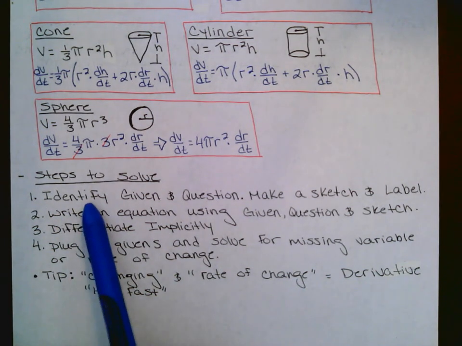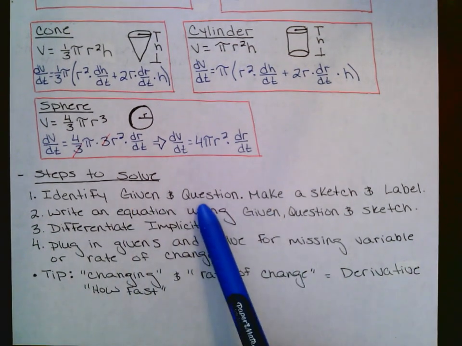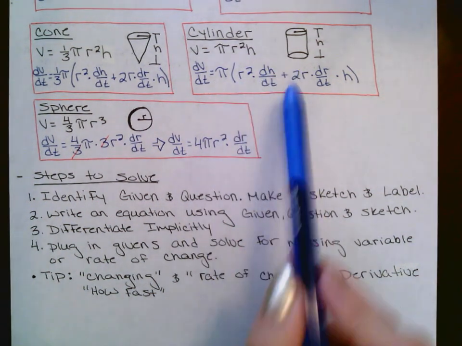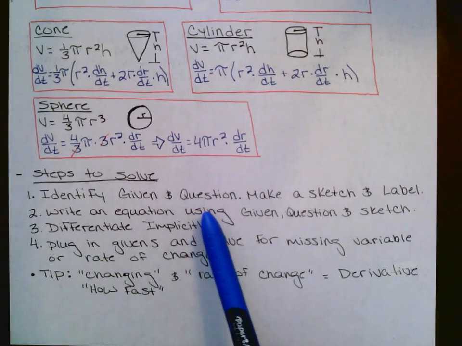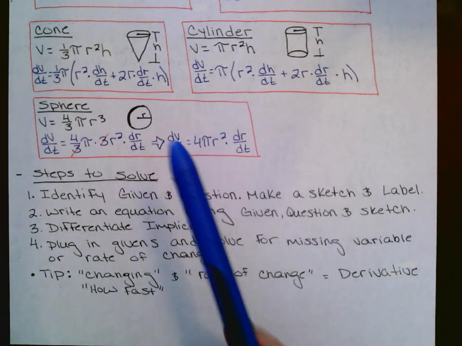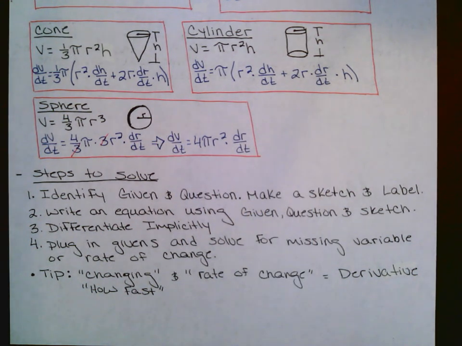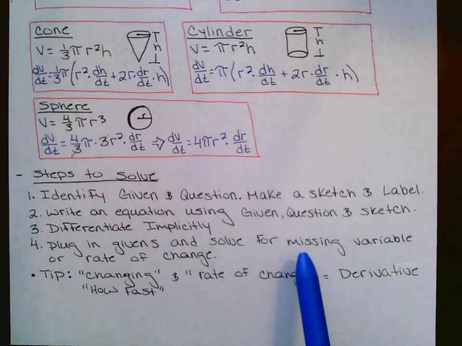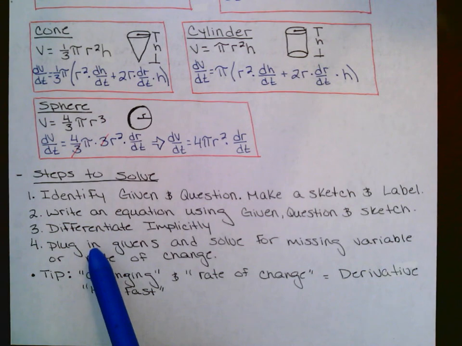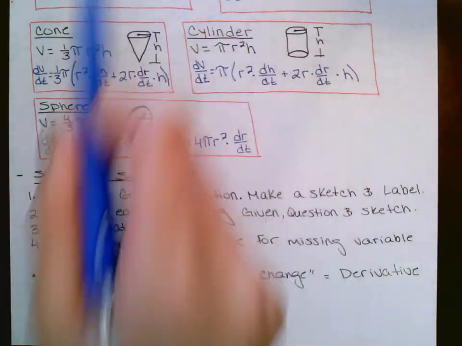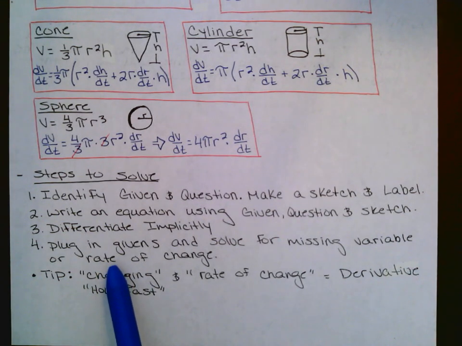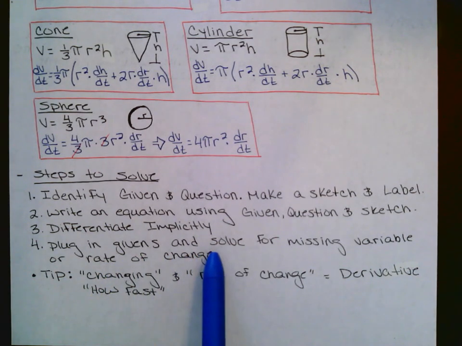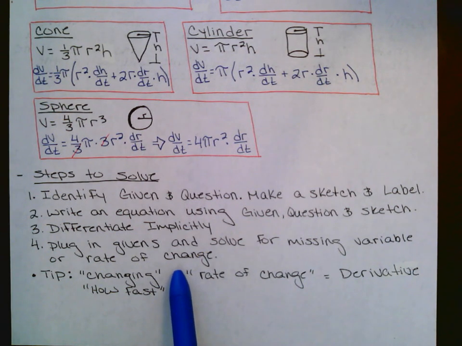So first you're going to identify all of those givens and which of these variables are missing, and that will be the question they're asking. You're going to make a sketch according to whichever shape, and label it. Once you figure out what shape you're working with, write down its equation. Then you're going to differentiate, which is what we just did here. Then plug in all the ones that were given, and hopefully you're left with one variable that you can solve for.